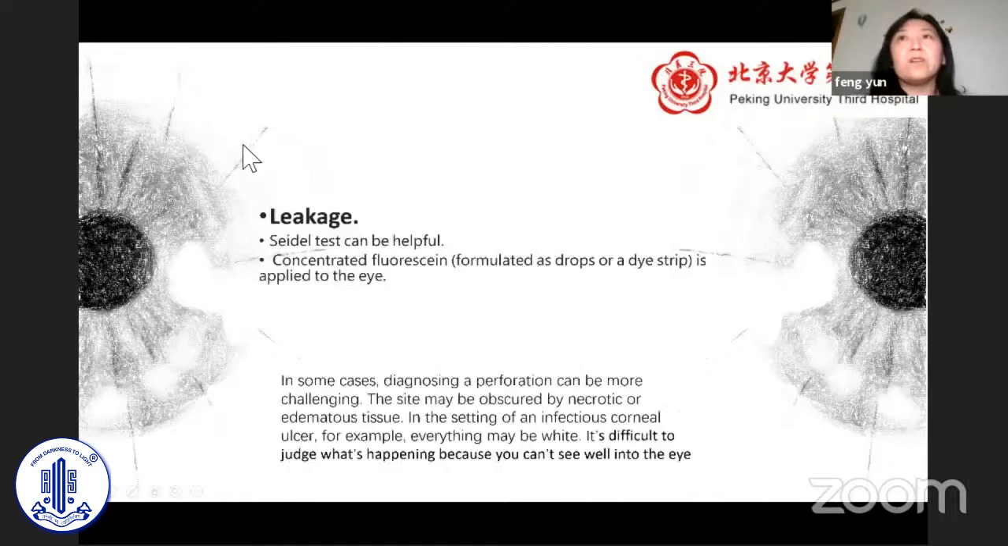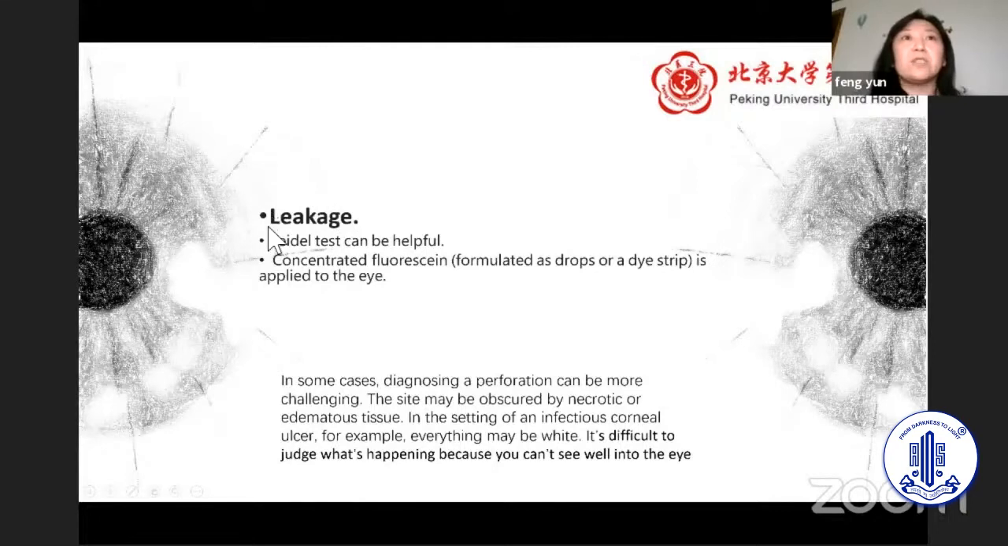We can make the diagnosis easily because of the leakage, and a Seidel test can be helpful. We can clearly see the Seidel test is positive for the diagnosis. But in some cases, if the microperforation is very small and the intraocular pressure decreases, it is sometimes sealed. So you can't see a positive Seidel test, but if you push on the eyeball and give some pressure, the Seidel test will again be positive.